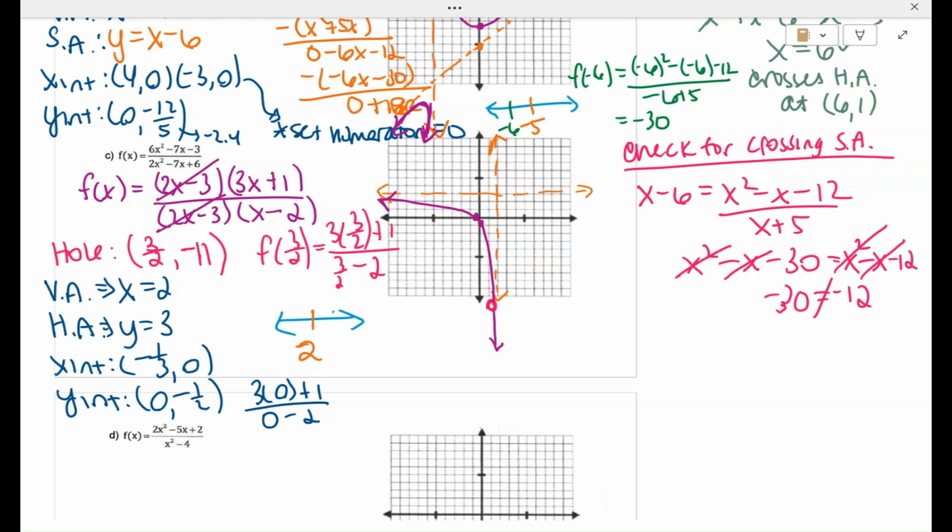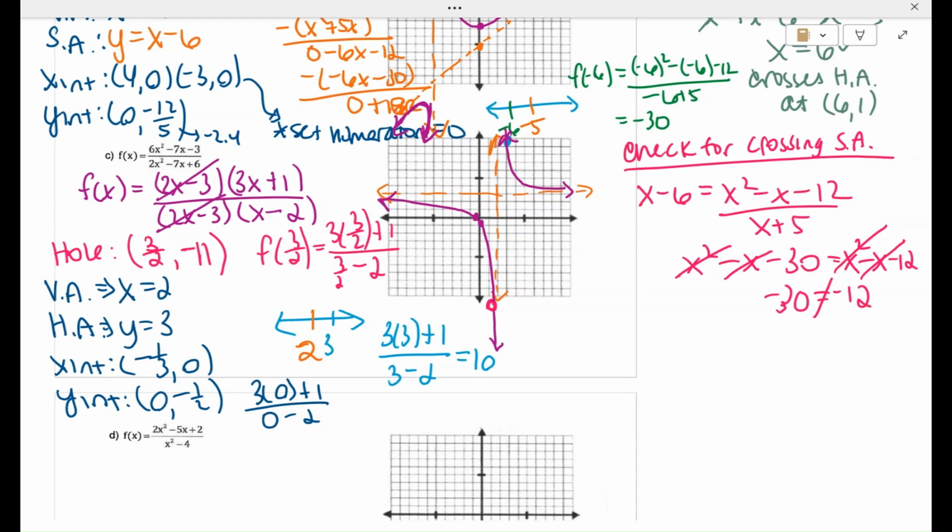But if you want to be thorough and really see where it is, you'd plug in a positive 3 to what's left of the graph there. So it'd be 3 times 3 plus 1 over 3 minus 2, and that looks like it's 10. So 3 comma 10, 3, and then up 10. So it would be up here, this point. That means the graph is above the horizontal asymptote to the right of the x equals 2 asymptote, which makes sense because we had no more x-intercepts.